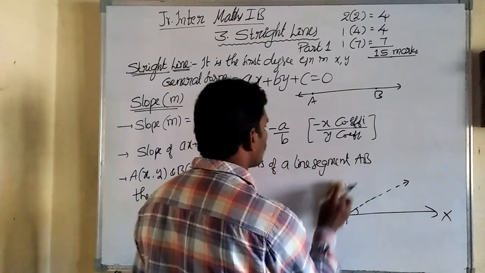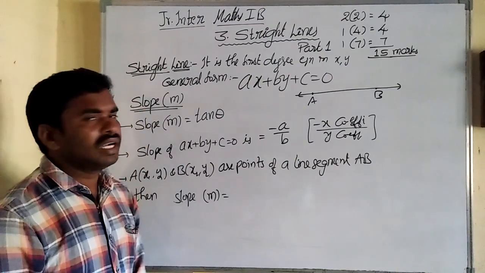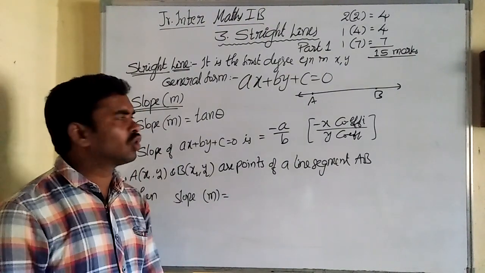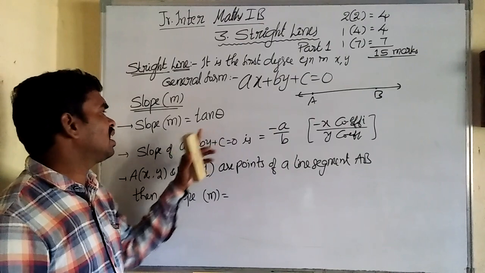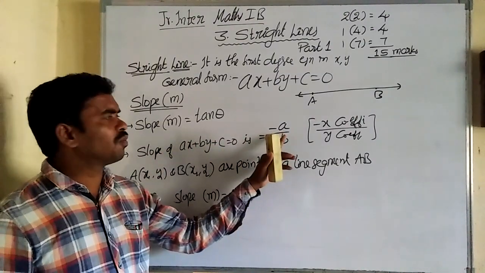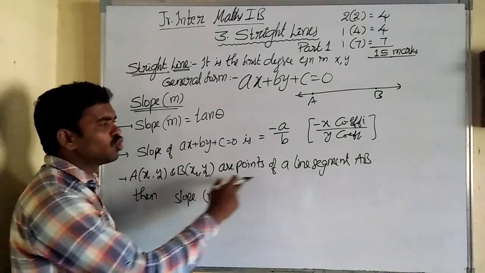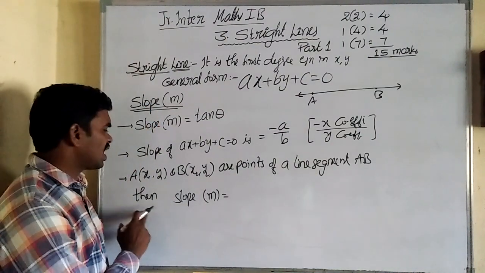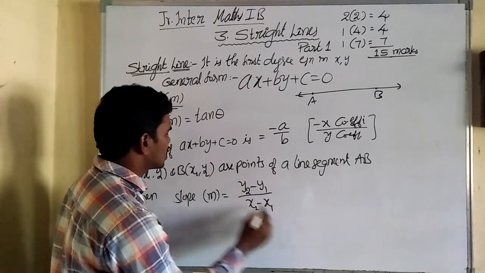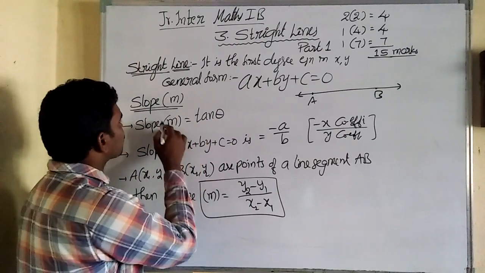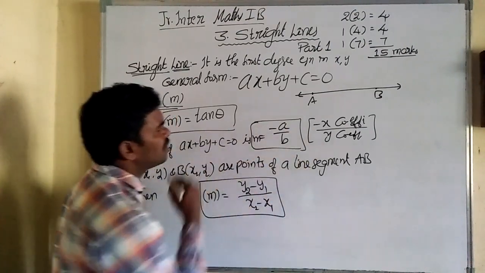Here, already in the previous class, in 10th class, we learned what slope is. I just recalled it. Here it is important to know the slope formula: tan theta. If a line is given, then slope is minus a by b. Suppose two points are given, (x1, y1) and (x2, y2), two points of a line segment AB, then slope m equals (y2 minus y1) by (x2 minus x1). These three are the most important, we should learn. So m is minus a by b. Is it clear?